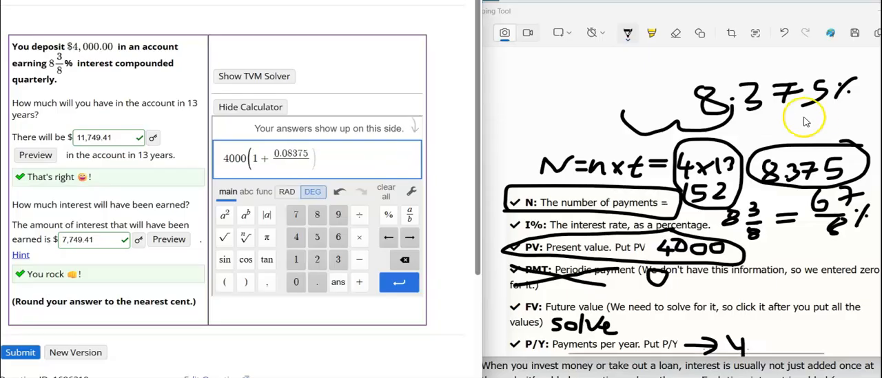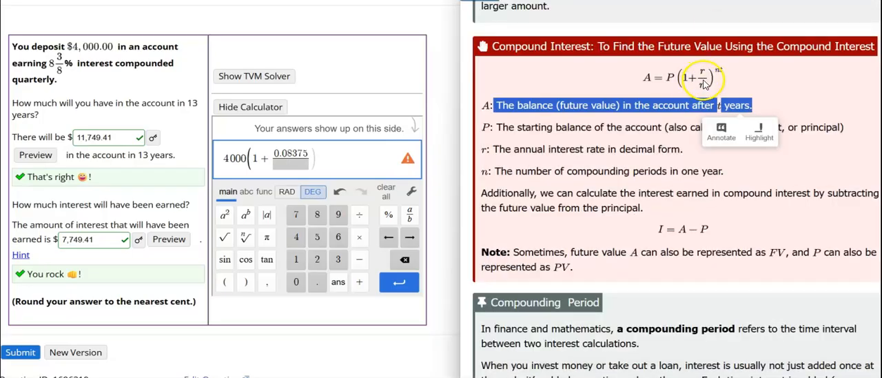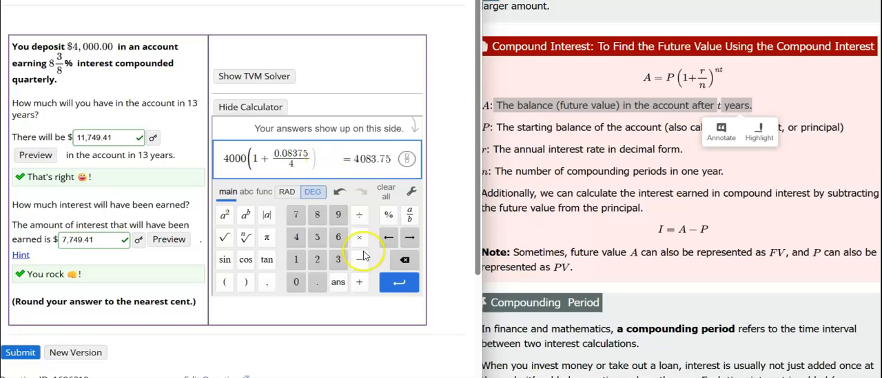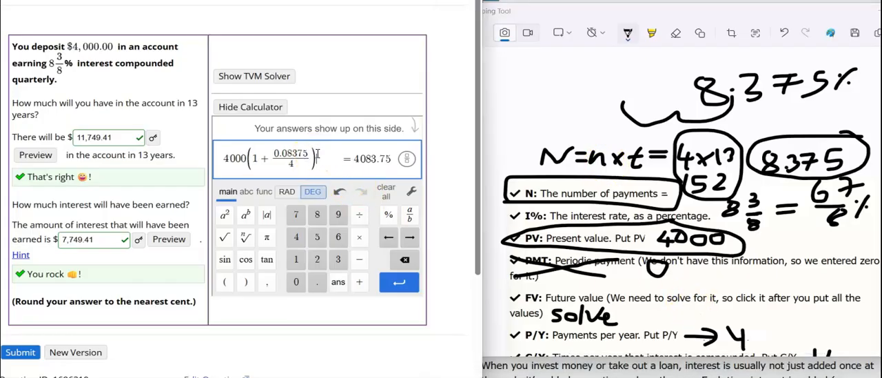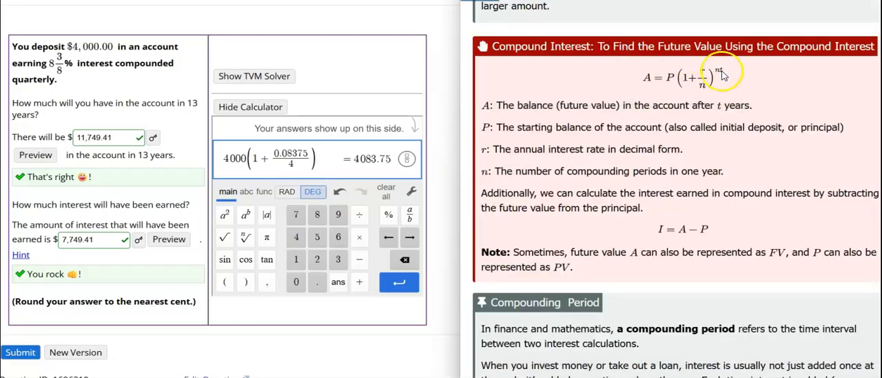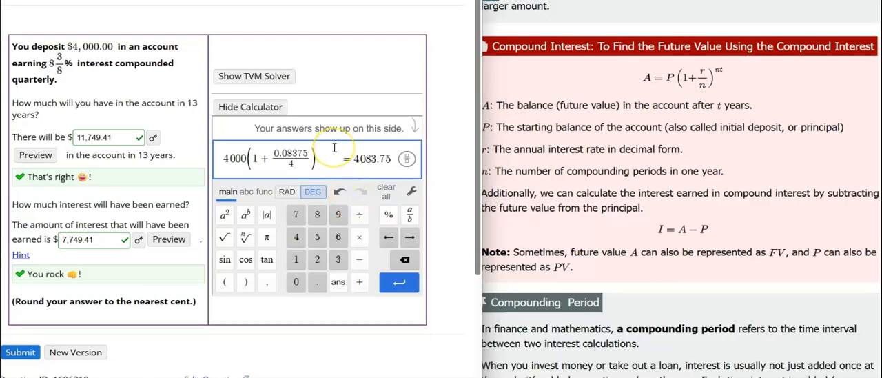0.08375 divided by n, which is 4. We mentioned that it's quarterly. Remember that n equals 4. It's lowercase n, by the way. Smaller n is 4, close the parenthesis. Let me go back to the formula: n times t, and you put the parenthesis on the top, and you put the parenthesis also in the power, because I'm raising to the power n times t. n is 4 times, multiplication, t is 13, that's the 13 here.